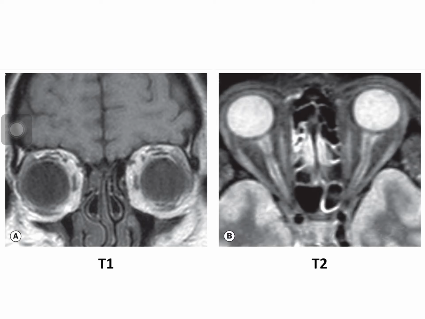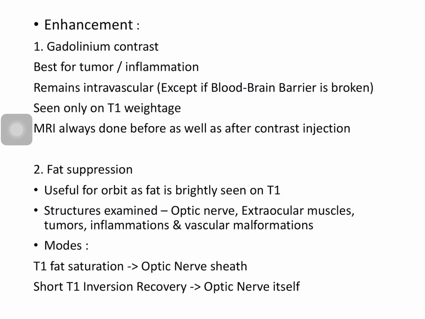The left side image is a T1 weighted image. Compare that to the right side. This is again an axial section. In this axial section, the eyeballs are appearing primarily white. Now this white is again the fluid. So this becomes a T2 weighted image. So that's how you identify whether it is a T1 or a T2 weighted image.